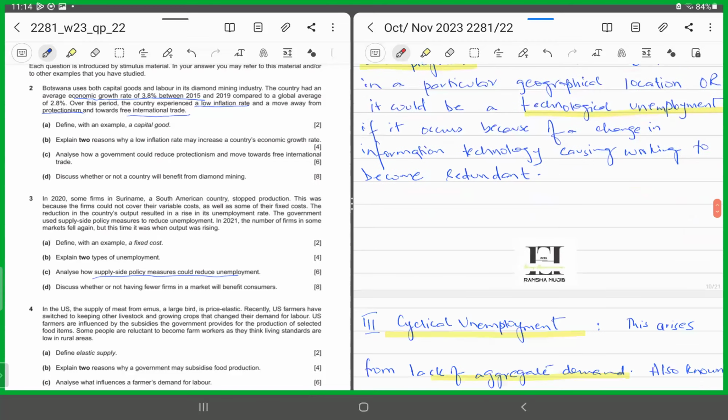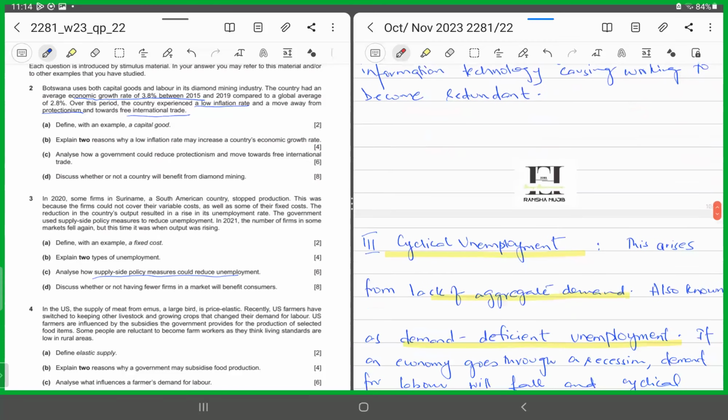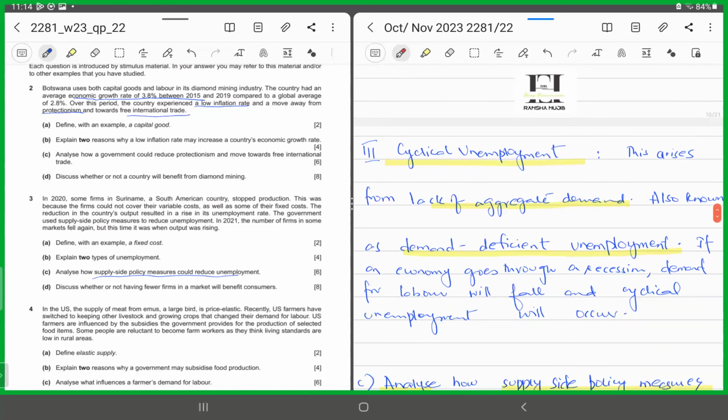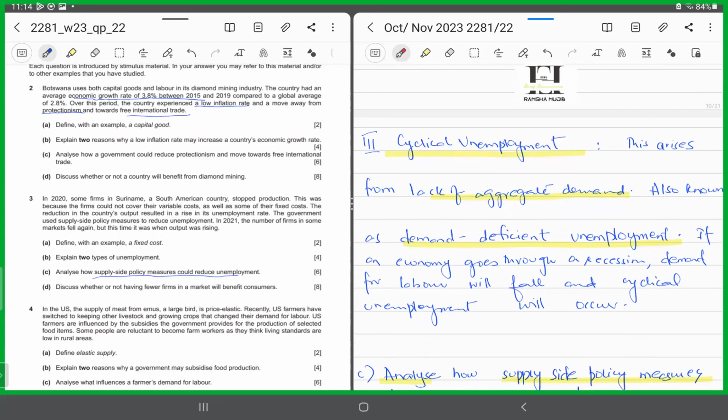All right. However, if any of the previous two mentioned, you are not going to write that, you can go for cyclical unemployment. This is the most serious type of unemployment that occurs from, we all know, by lack of aggregate demand, when there's demand deficient unemployment, and when economy is going through a recession, so the demand for labor will fall and cyclical unemployment will occur.